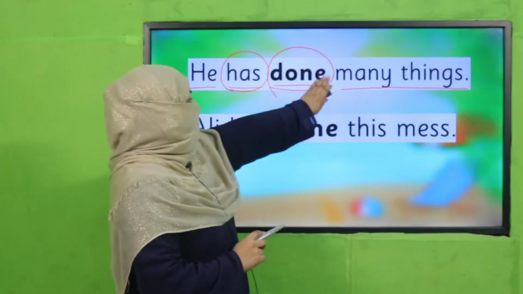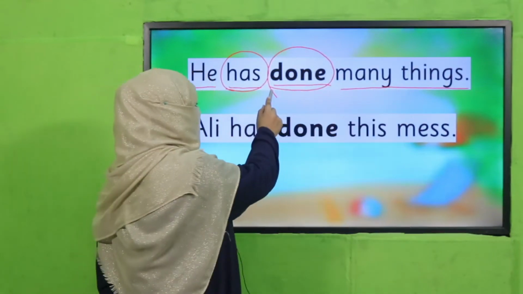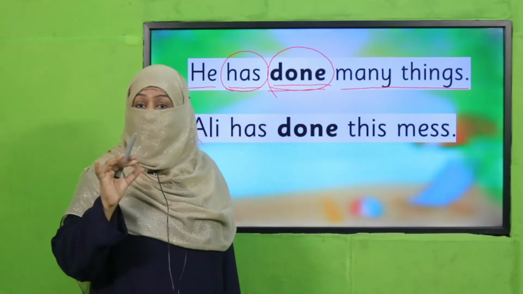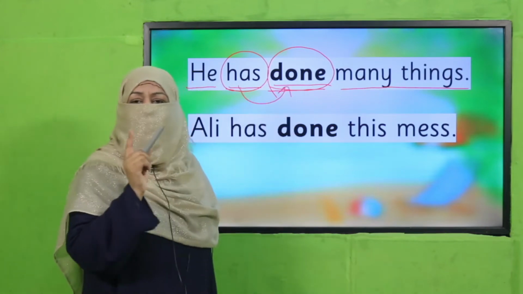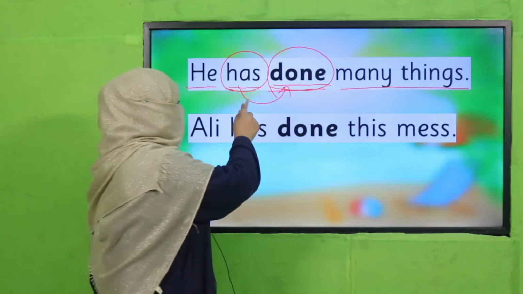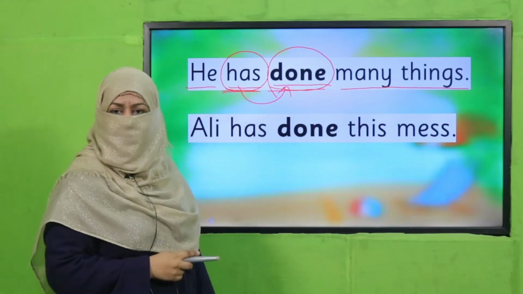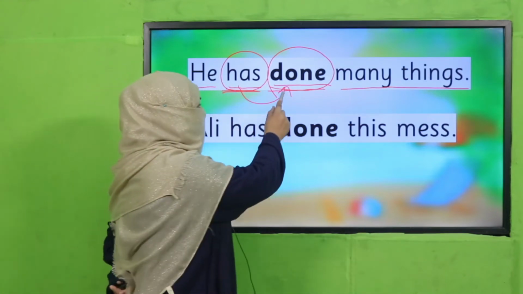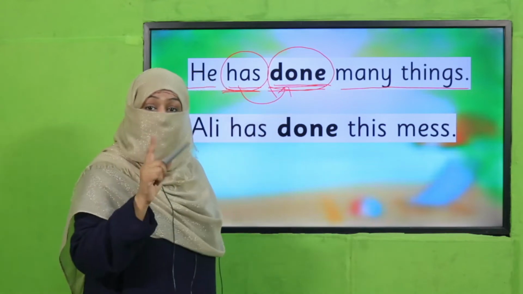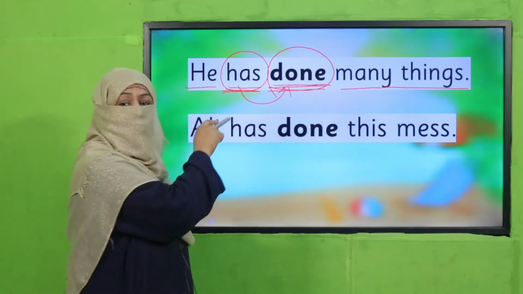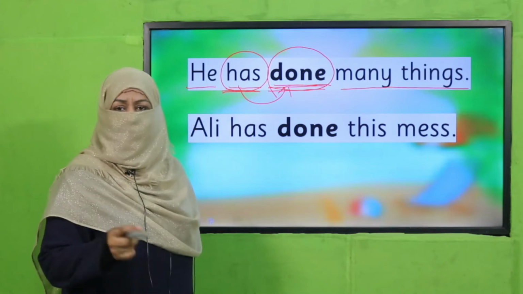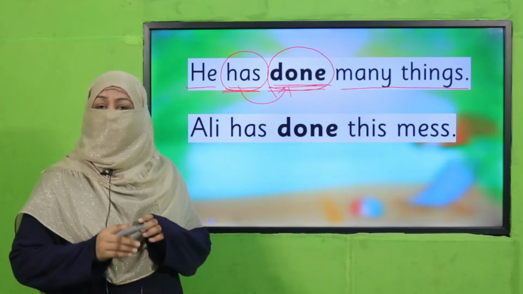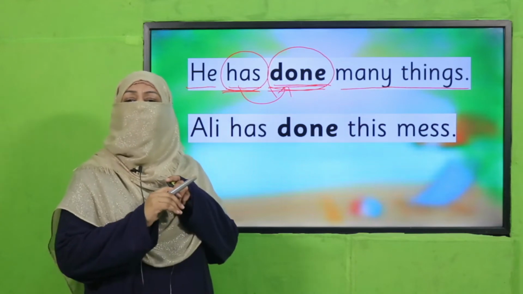So he done many things. Basically the main verb is done, means the main action. And this has is supporting it. So whenever we use done, before that we need to use has and have. Okay. So whenever we are using done as main verb, before that we'll use has or have. Okay. We have done our work, we have done painting, we have done writing, we have done reading.